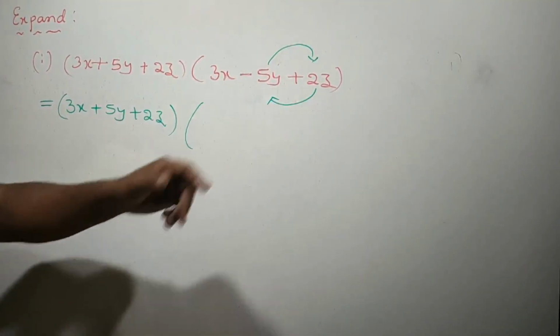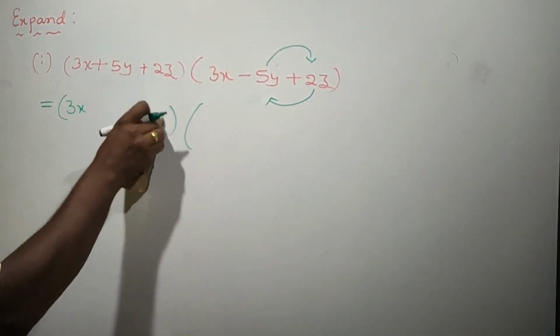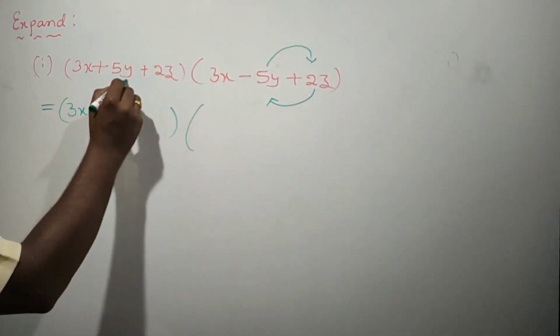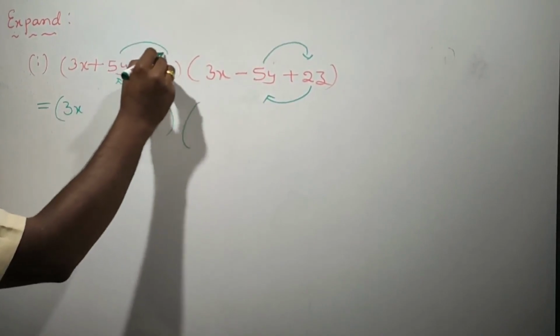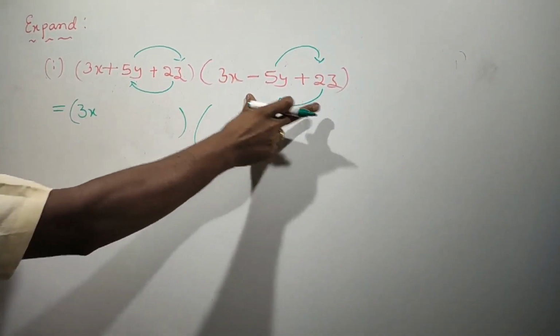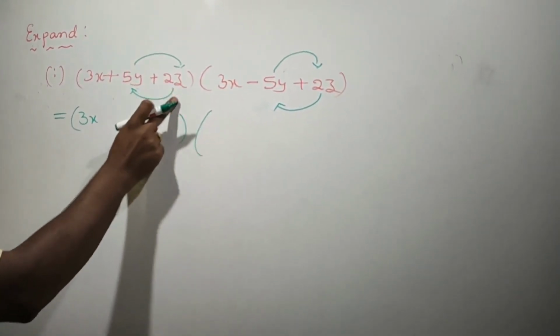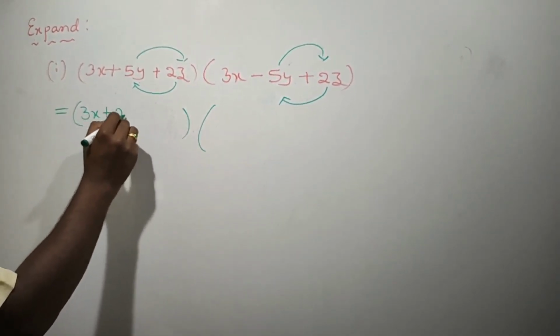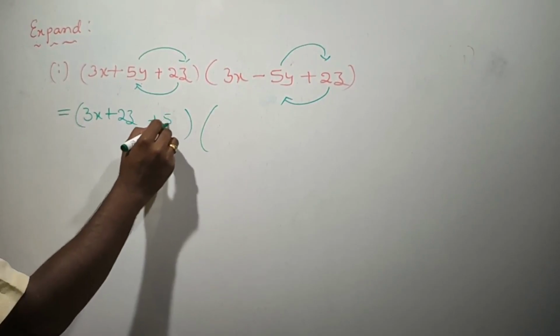Why? Because how will I interchange? Like here also I will interchange. Don't get confused. Look here. This term I will write here. This term I will write here. How we are interchanging in these terms, in this group, here also I will interchange: 3x plus 2z plus 5y.